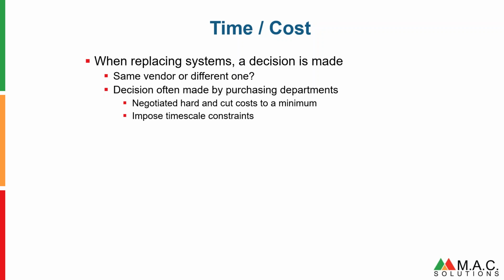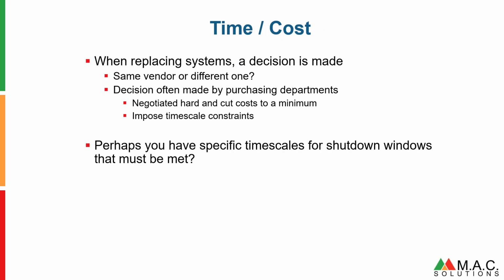So, that sounds great, but sometimes your purchasing department will make that decision for you, and they'll negotiate hard. They'll make sure they get the minimum price for the upgrade, for the replacement, and they may impose timescale constraints. You may have timescale constraints. For example, we have a shutdown in 3 months' time, and the next planned shutdown is in 3 years. So this must be done in 3 months. We've got to get that in. We've now got the purchase order. We've got our budget through.